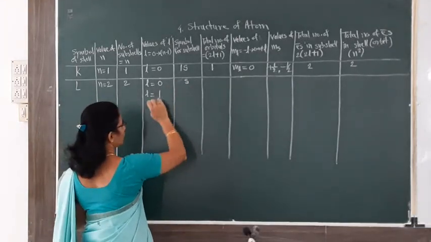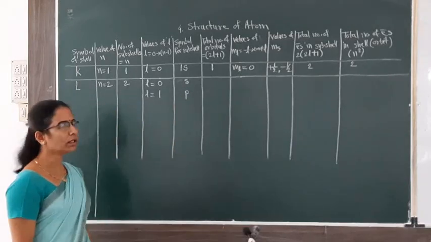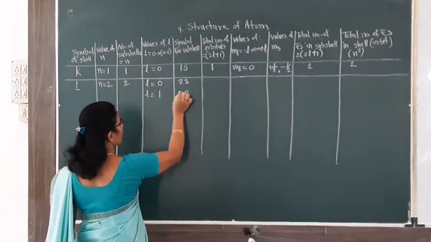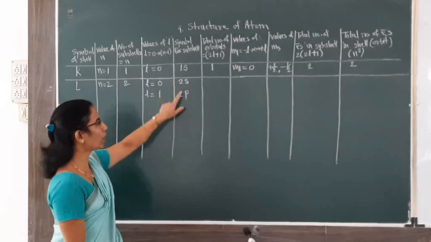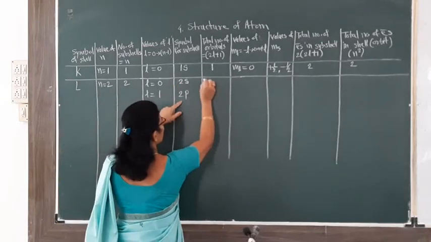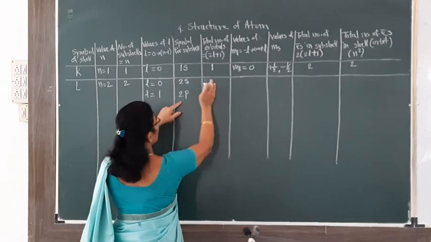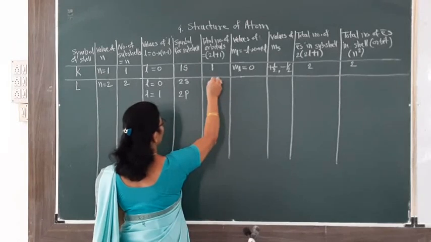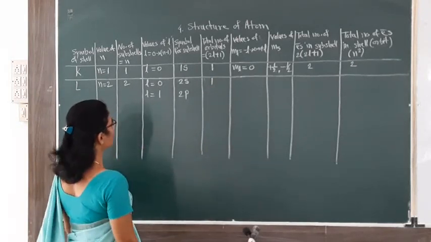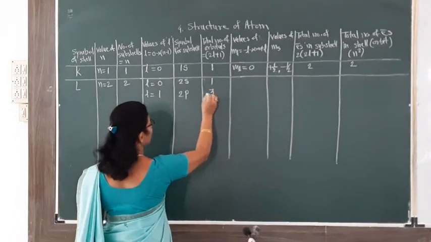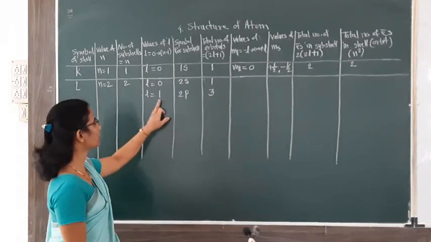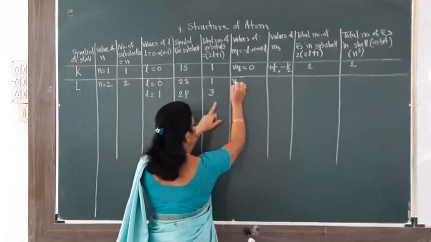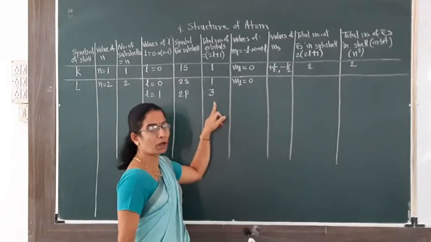For l equal to 0, the subshell is s, and for l equal to 1, the subshell is p. But these 2 subshells are present in the second shell, and therefore I will write their names as 2s and 2p. Now let's see the value of m_l. Here the total number of orbitals is found with the help of this formula. Here you will obtain only one orbital for the 2s subshell, while there are 3 orbitals of the p subshell. This p subshell has 3 orbitals, and those orbitals are represented with the values of m_l.